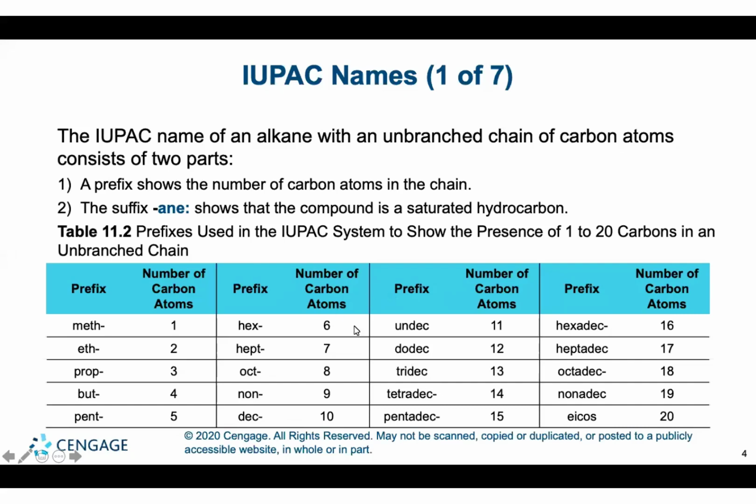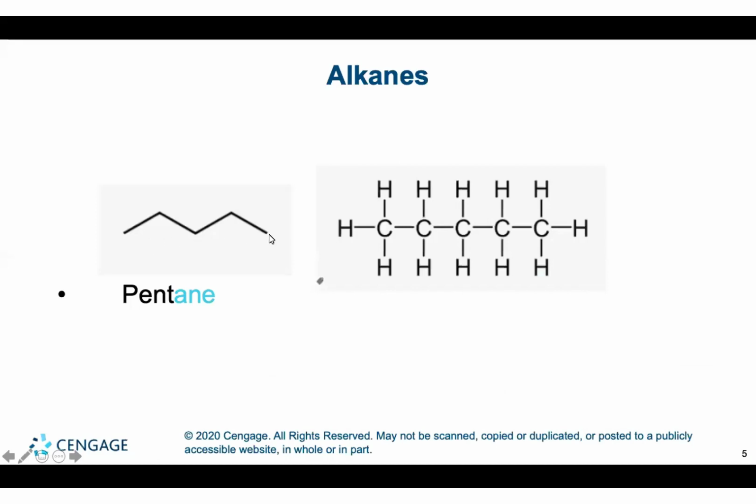For example, if we have here the line angle formula of this compound, and here is the expanded formula, just the regular Lewis structure of it, you see that we should just see how many carbons we have.